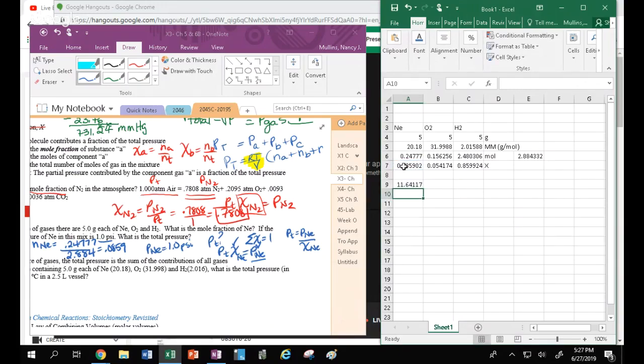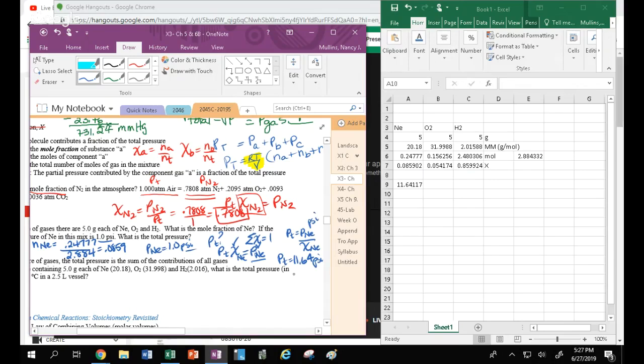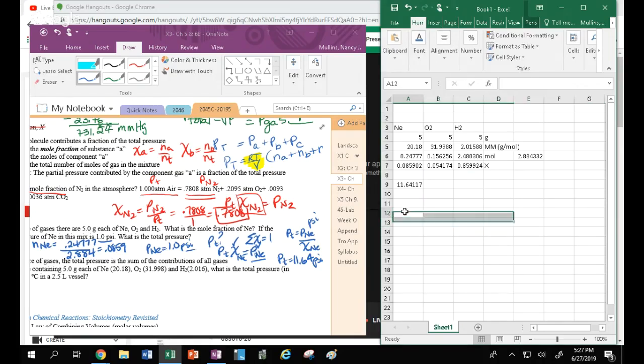So apparently 11.64. And our units apparently are PSI because it was based on PSI. With this formula, just know the mole fraction for one of the gases and figure out the total pressure for all of them.